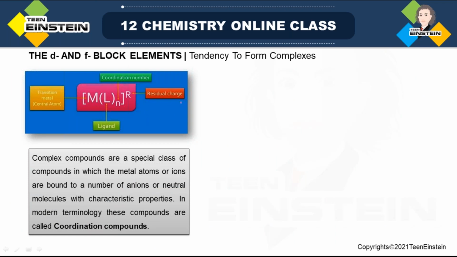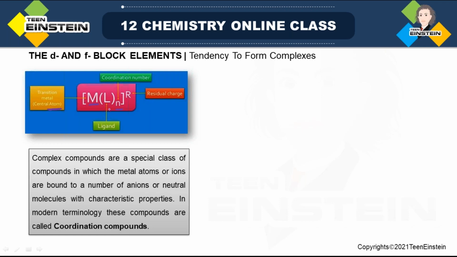So the complex formation tendency is there, and we have already seen some examples of complexes. Here is the picture from which you will understand how to represent this. This is the metal, which is a transition metal, obviously d block metals. It is the central atom, and n number of ligands are present, and this number is called the coordination number. So if there are 4 ligands, the coordination number is 4. If 6 ligands, the coordination number is 6.